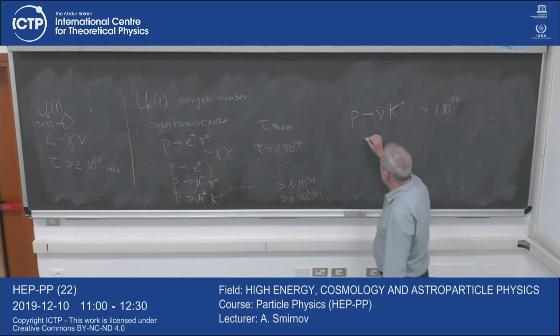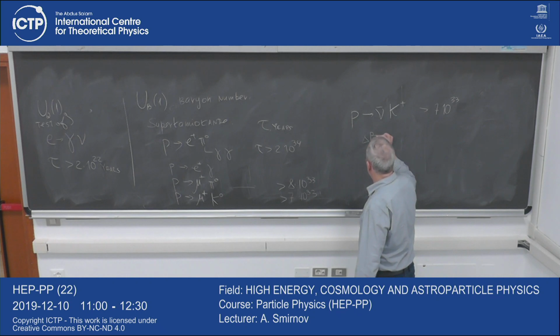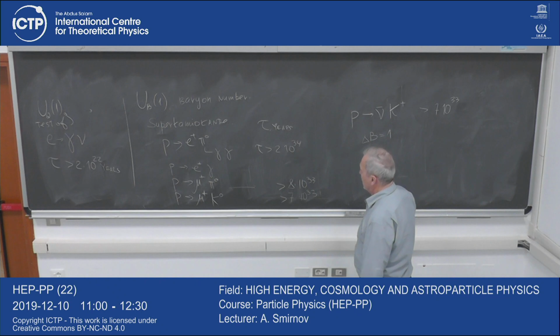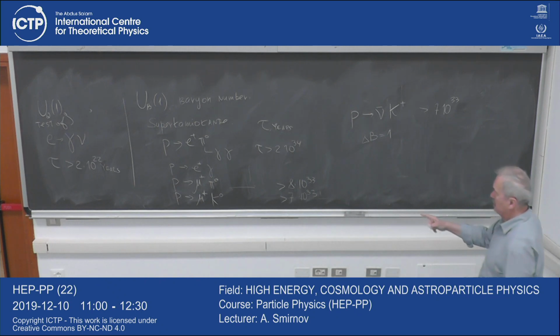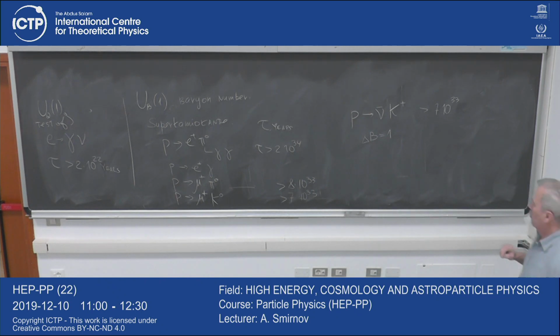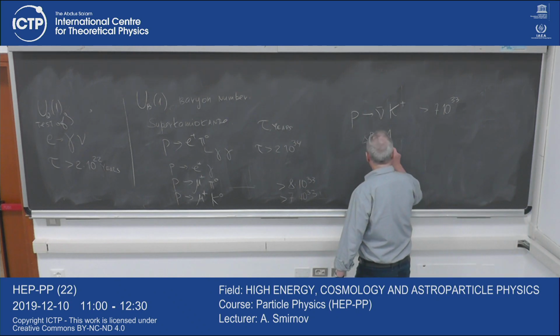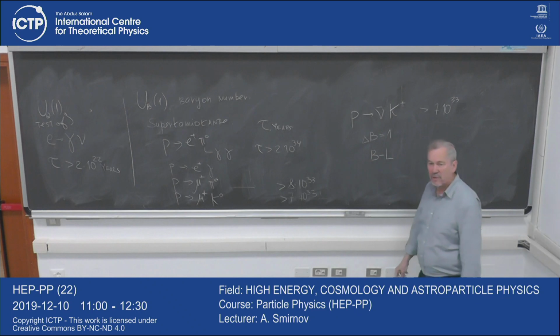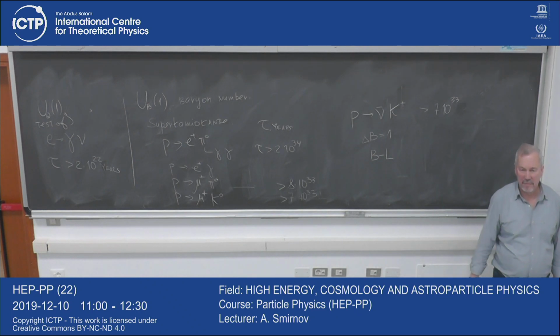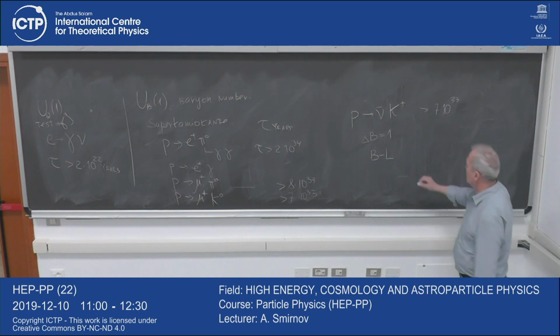So in these decays, the baryon number is violated by 1 unit, but also lepton number is violated by 1 unit. And what is interesting is that in all these decays, B minus L, a quantum number you can introduce as a combination of B and L, is conserved.